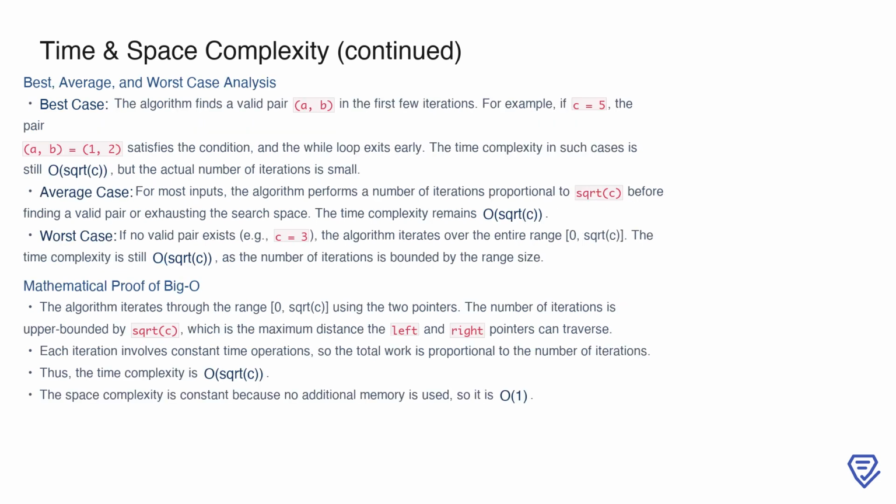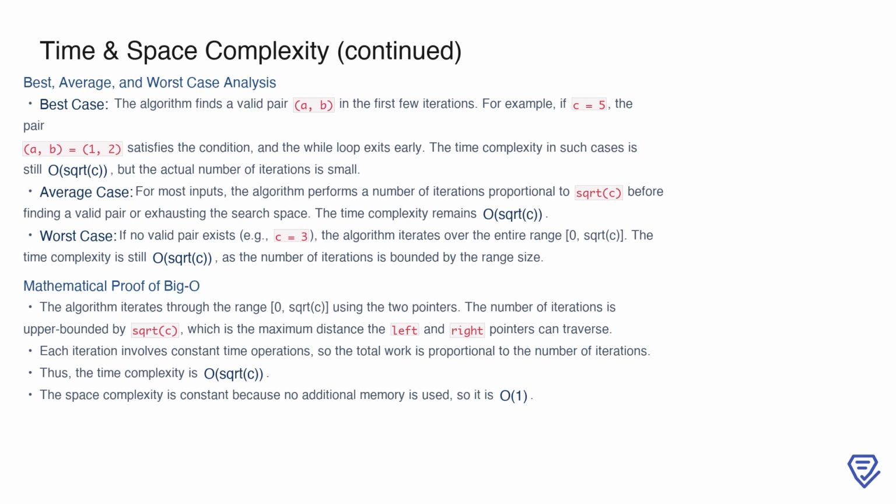The algorithm's performance can also be analyzed in terms of best, average, and worst-case scenarios. In the best case, the algorithm finds a valid pair of integers a and b that satisfy the condition a squared plus b squared equals c within the first few iterations. For example, if c equals 5, the pair 1 and 2 satisfies the condition early, and the loop exits quickly. While the time complexity remains O(sqrt(c)), the actual number of iterations is minimal.